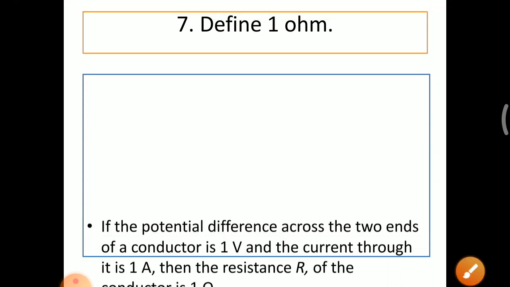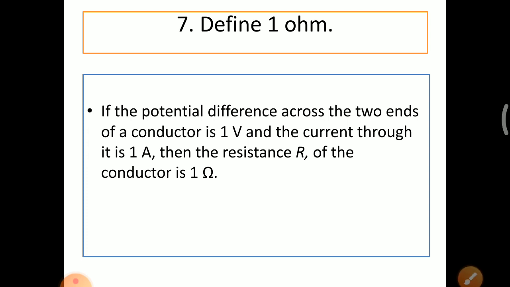We will see the definition. If the potential difference across the two ends of a conductor is 1 volt and the current through it is 1 ampere, then the resistance R of the conductor is 1 ohm. So 1 ohm equal to 1 volt by 1 ampere. Have you understood? When the potential difference is 1 volt, the current through the wire is 1 ampere, then the resistance R of the conductor is 1 ohm.